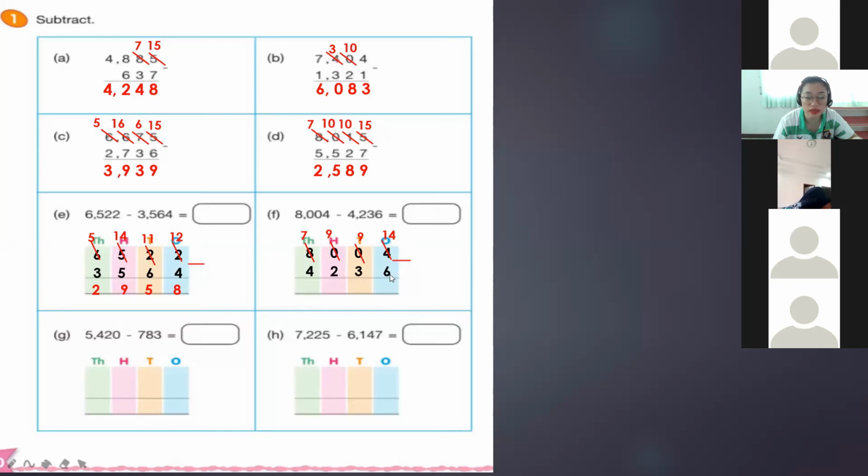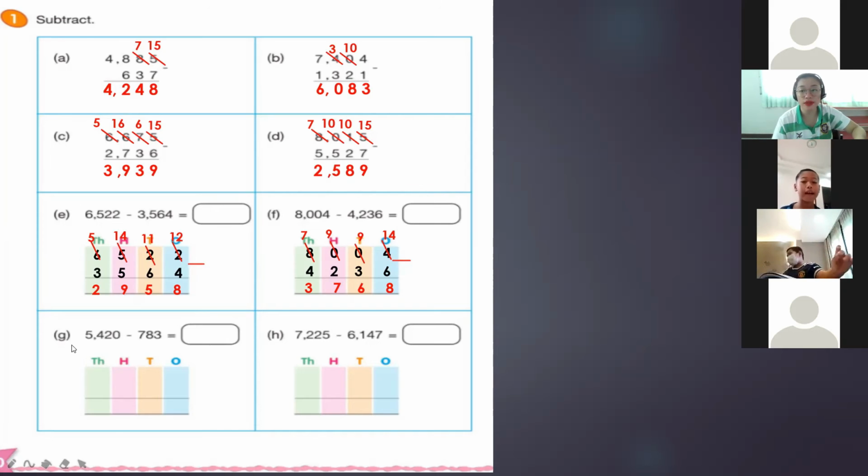Okay, so 14 minus 6 is equal to 8. 9 minus 3 is equal to 6, and 9 minus 2 is equal to 7, and 7 minus 4 is 3. Okay, so the answer here is 3,768. Okay, so next is in letter G.